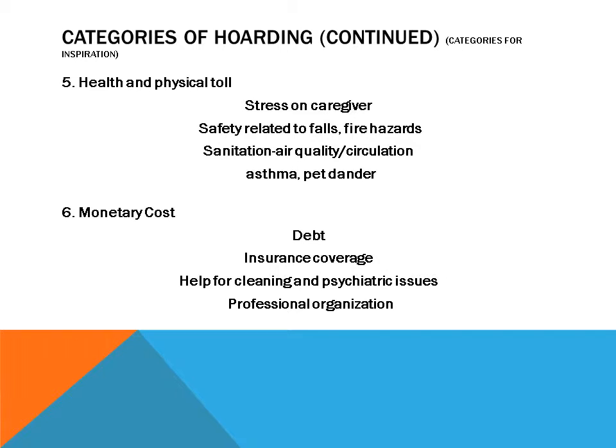A sixth category of hoarding includes monetary cost. Hoarding can be very expensive. A lot of people can go into debt for purchasing items repetitively or items that are just not of use. Insurance coverage can be high as well.